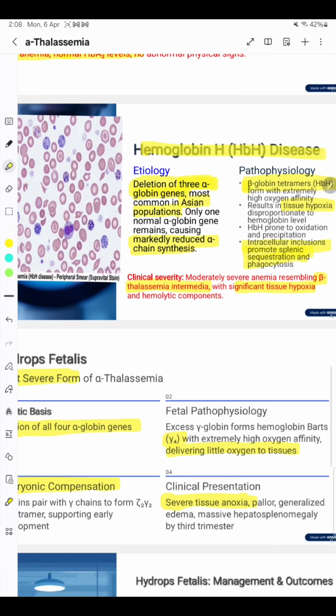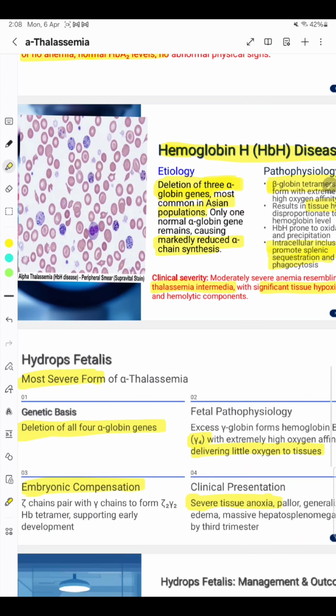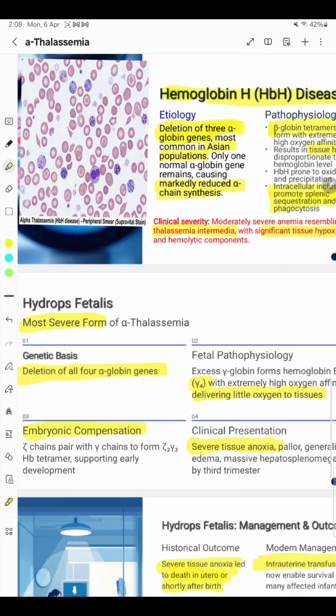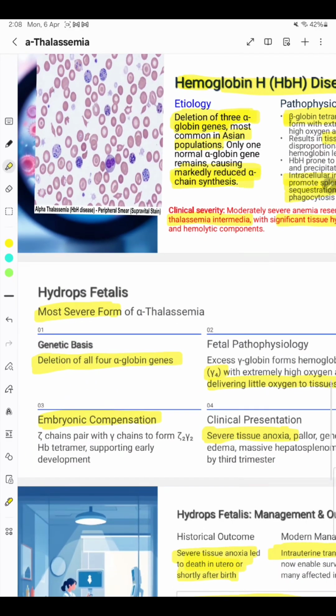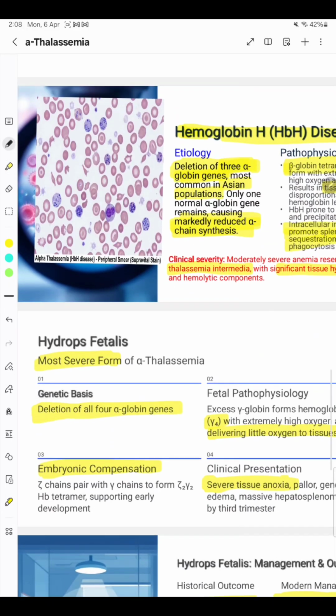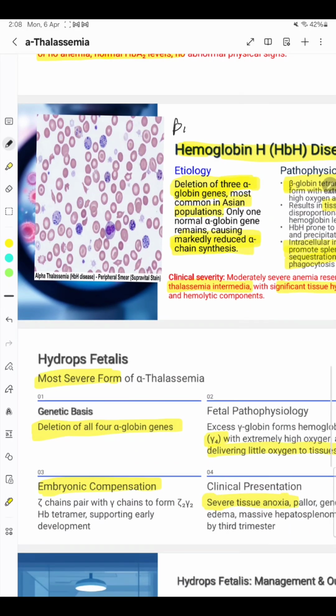HbH disease: in this condition, 3 alpha globin genes are deleted. This is most commonly seen in the Asian population, and there is markedly reduced alpha chain synthesis. So there is formation of beta tetramers, seen in the form of golf ball inclusions on supravital staining. These inclusions are beta tetramers.